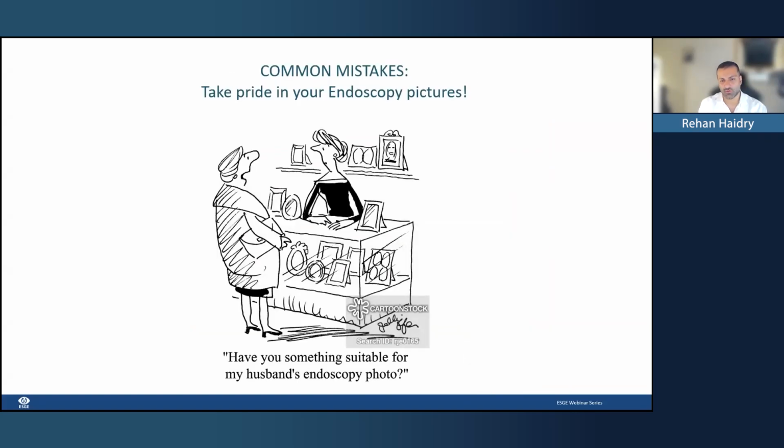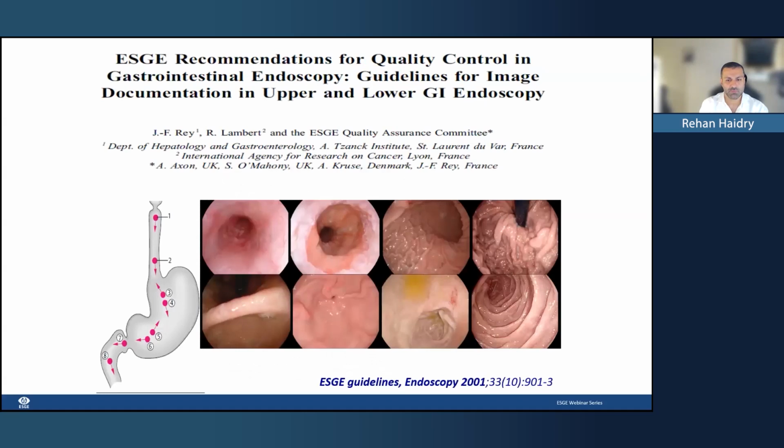Accurate photo documentation and landmarks is really important. Take pride in your endoscopy pictures. Make sure that you're getting the best possible pictures of the individual landmarks. I was astounded when I first visited China as a junior consultant to learn that they were taking in excess of 48 pictures of all the important landmarks.